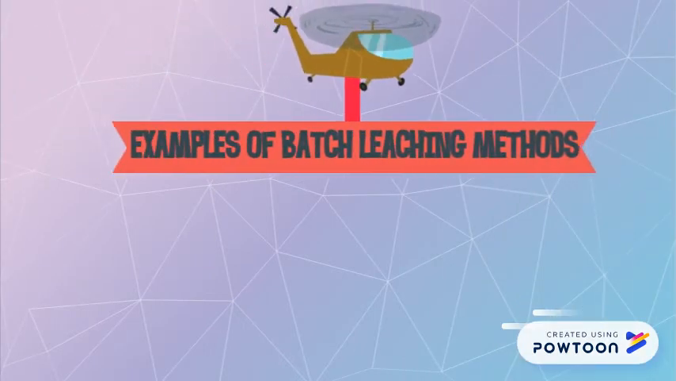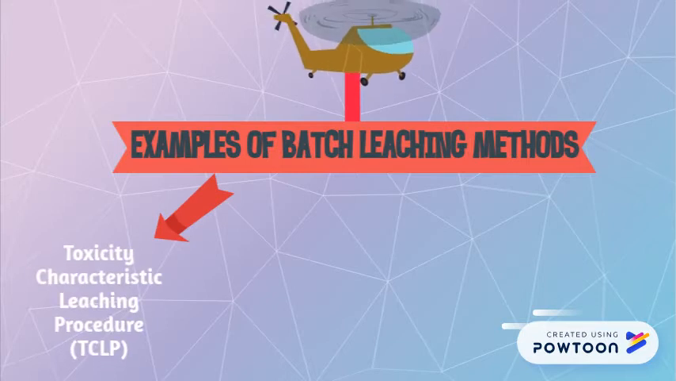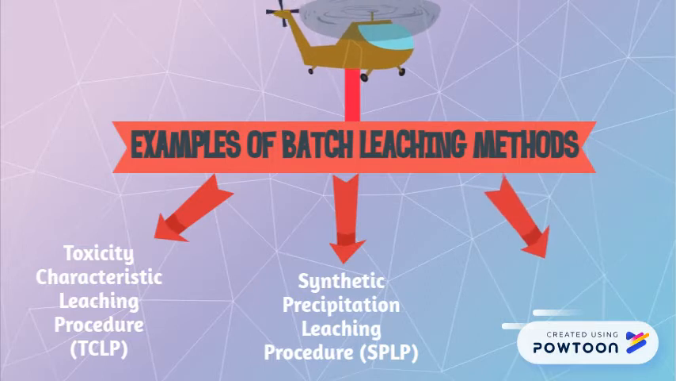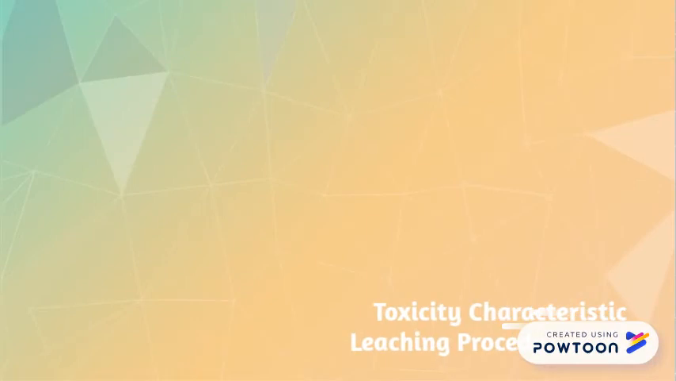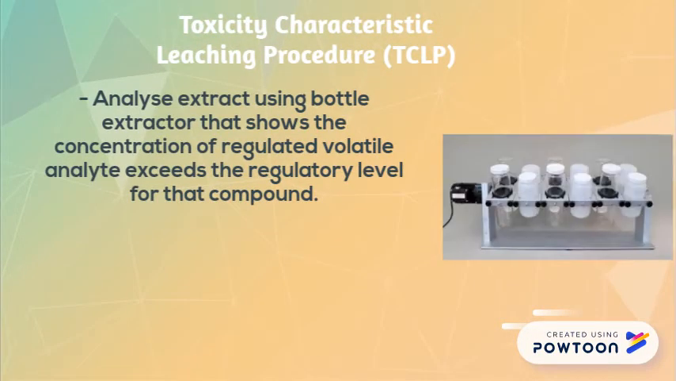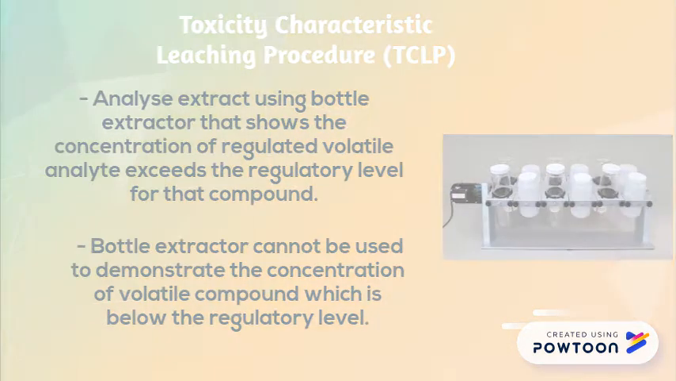Some examples of batch leaching methods are toxicity characteristic leaching procedure, synthetic precipitation leaching procedure, and extraction procedure toxicity test. TCLP. The first step is to analyze extract using bottle extractor that shows the concentration of regulated volatile analyte exceeds the regulatory level for that compound. Bottle extractor cannot be used to demonstrate the concentration of volatile compound which is below the regulatory level.